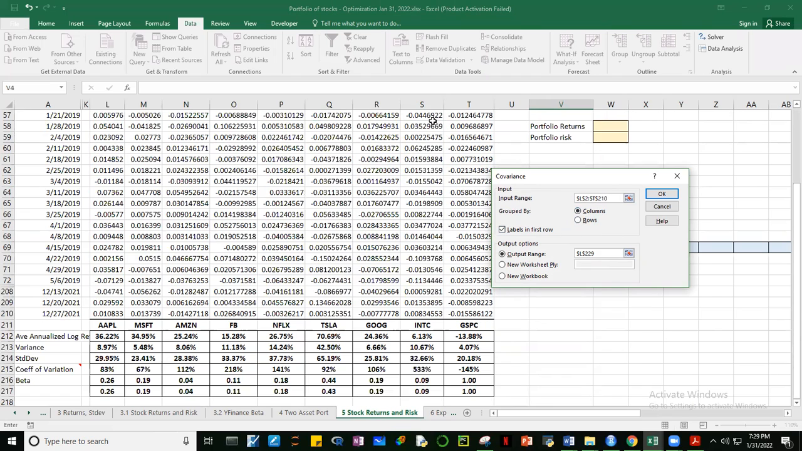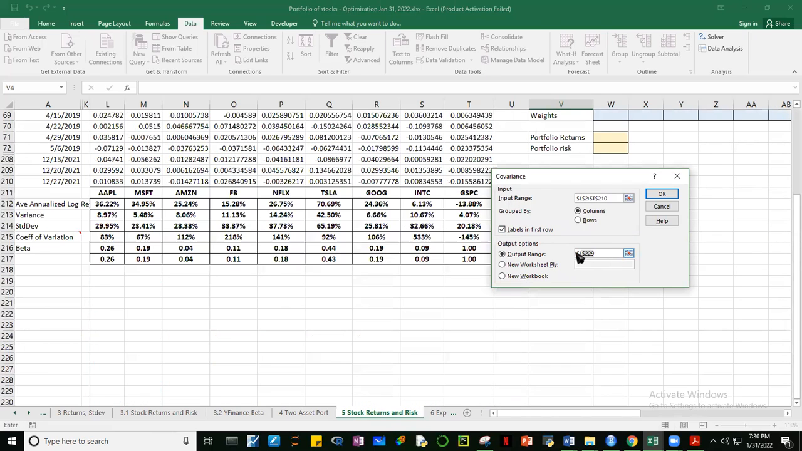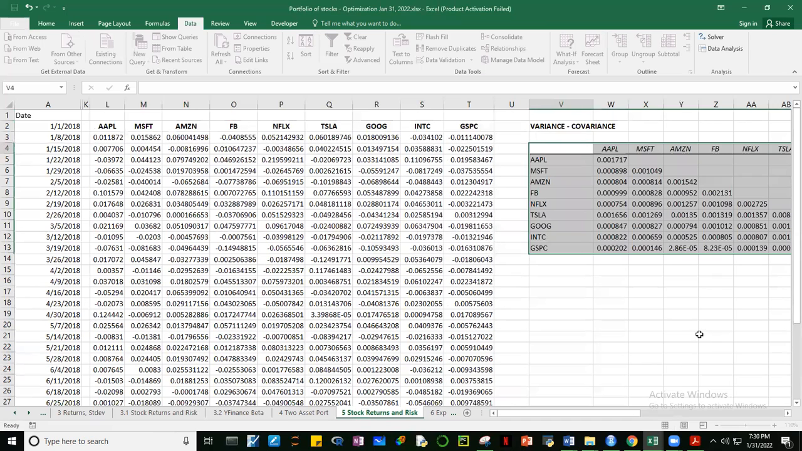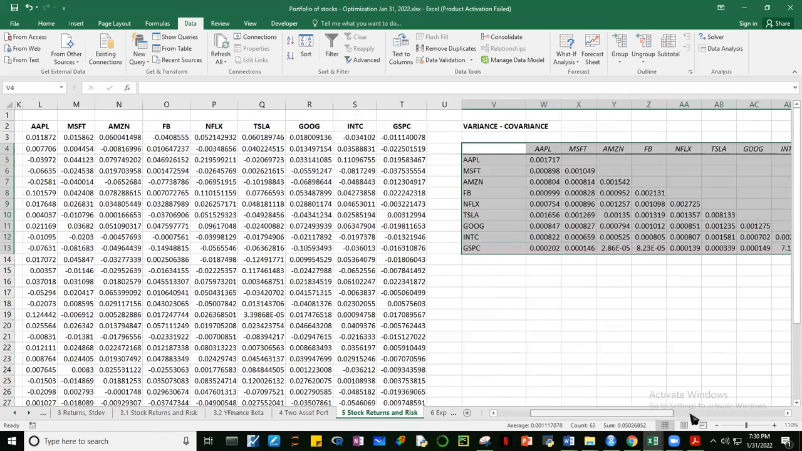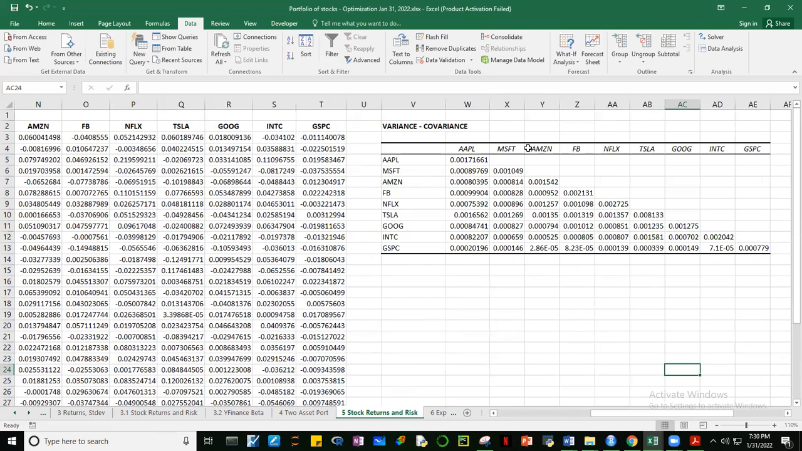Columns, with labels in the first row. I transferred this down from above so that the labels are included. Then let's put the output here at V4. There you go. So we now have the variance covariance of Apple, Microsoft up to GSPC. These are their variances, the ones on the diagonal. You can check that.